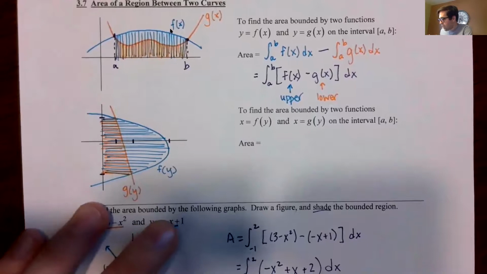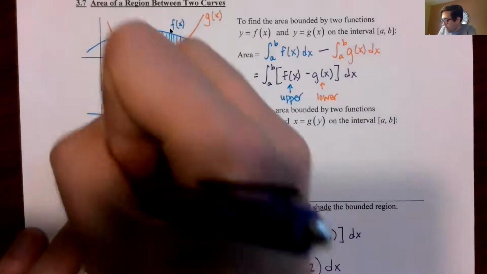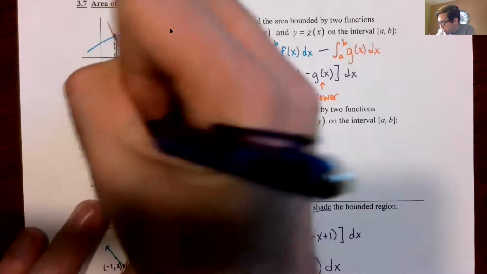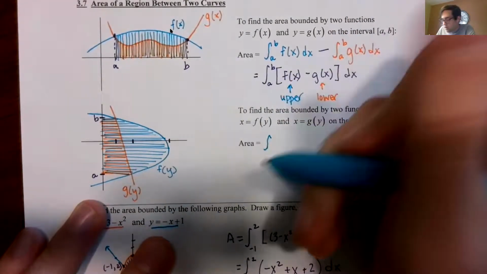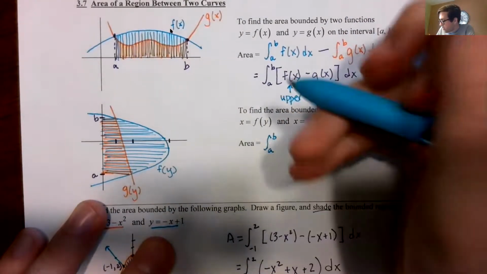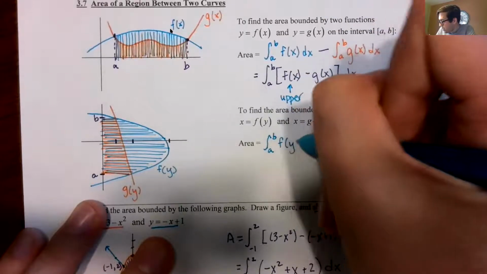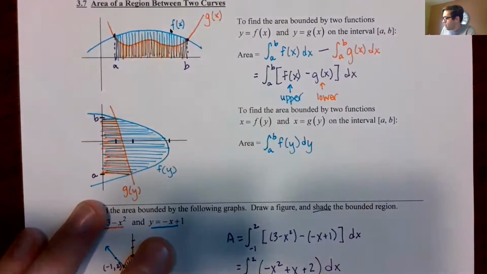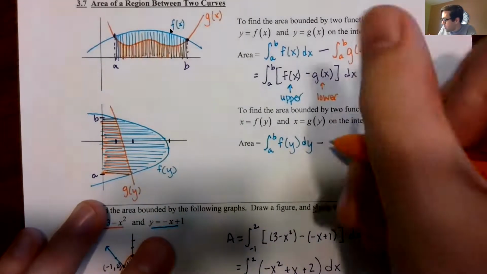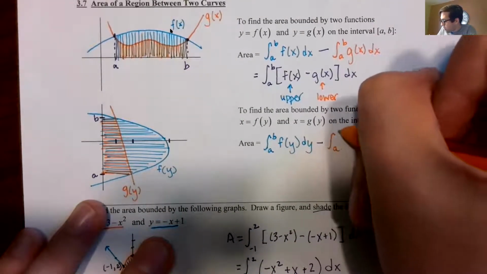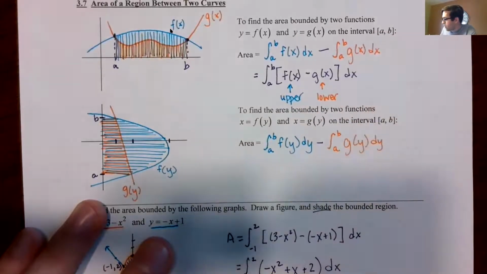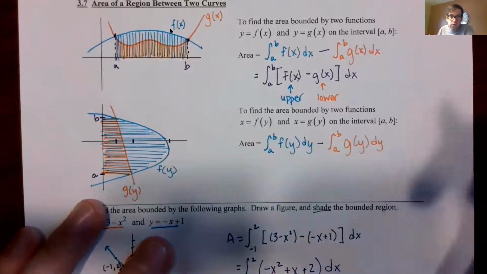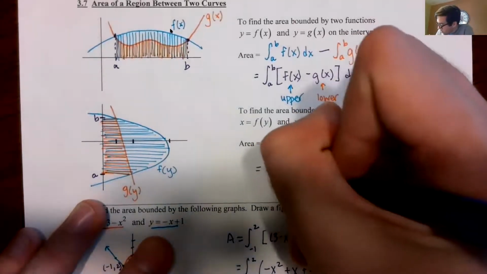So I'm going to write this out the same way that we did before. We now have an a and a b that are y values instead of x values. So we've got the integral from a to b of f of y dy minus the integral from a to b of g of y dy. And once again, we are going to write that so that it's just one integral, so we're going to combine it.